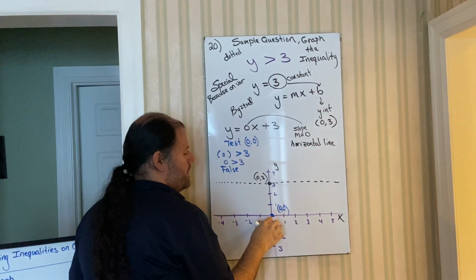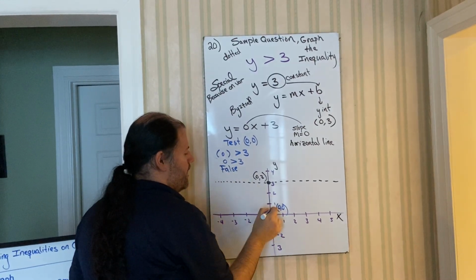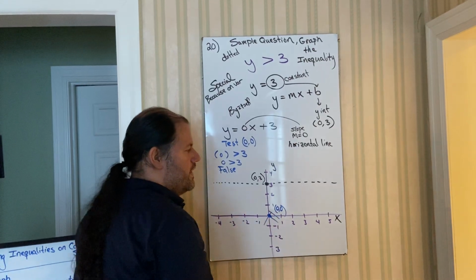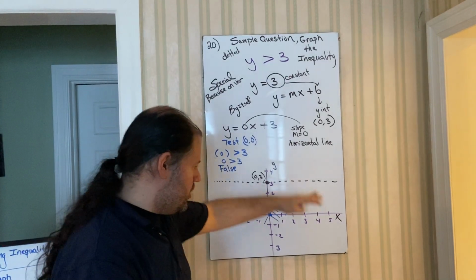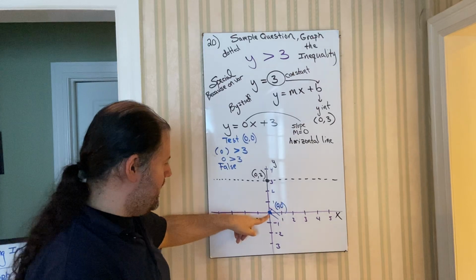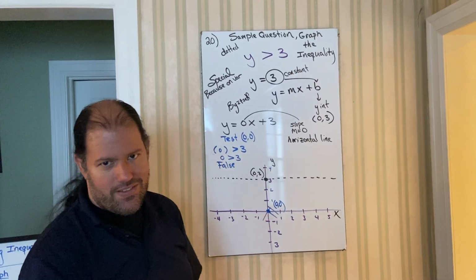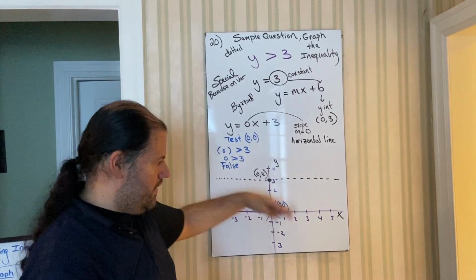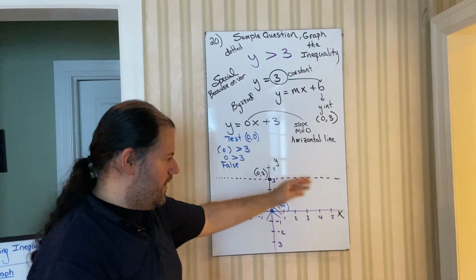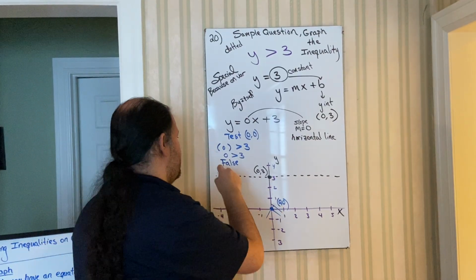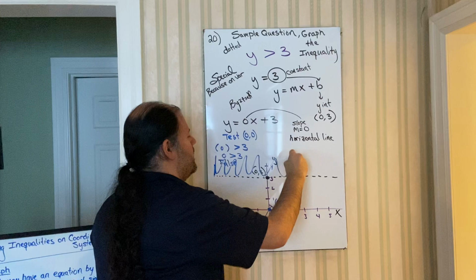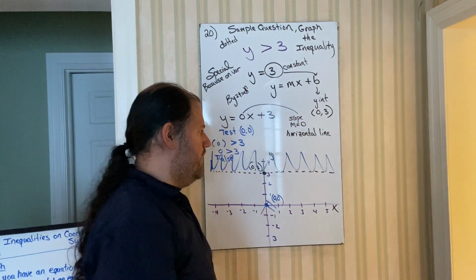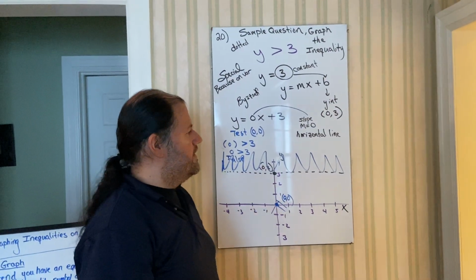Where you put your test point, we have to put the F. So that means we cannot shade below the boundary line because anything that's below will be caught up into the F zone. So we don't want to shade the false zone. So that means we have to shade above. That's our answer.